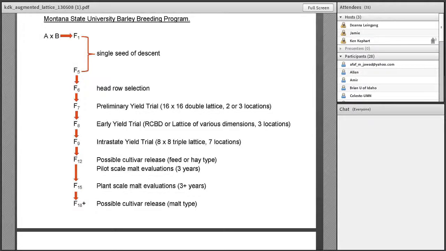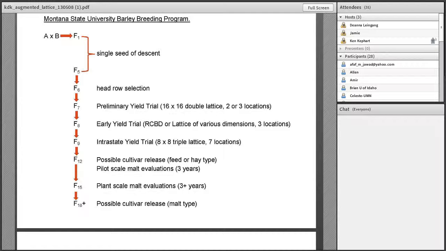And this is not common just to my program. It's also common among the 3 small grain breeding programs. Since we're talking about the barley breeding program at Montana State University, I worked with Tom Blake, our barley breeder, to develop this diagram showing the progression of material through his program from the initial cross until possibly a cultivar release. One of the things you'll notice is that it heavily leans on the use of lattices.